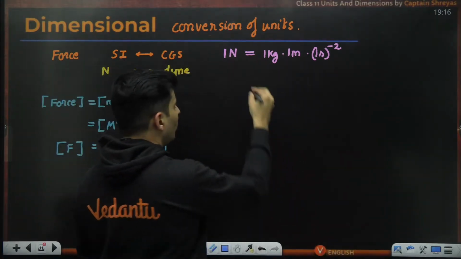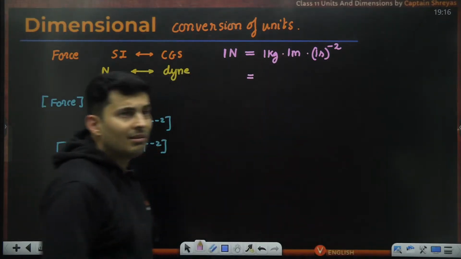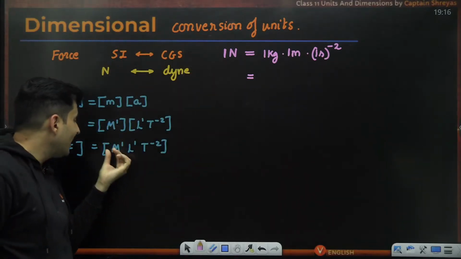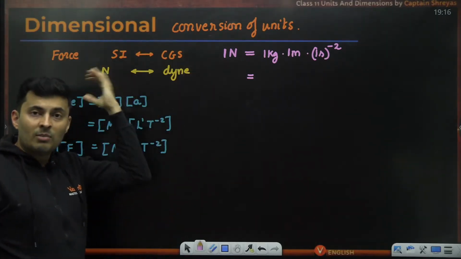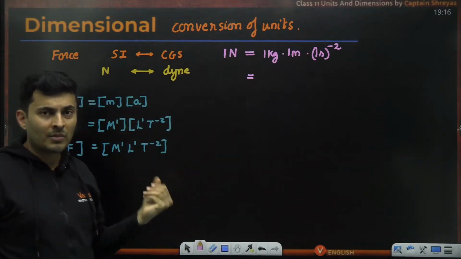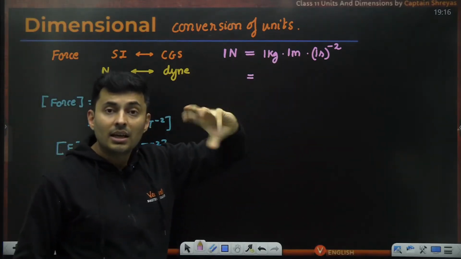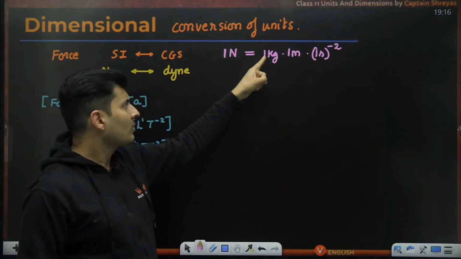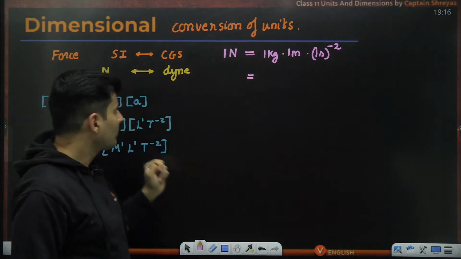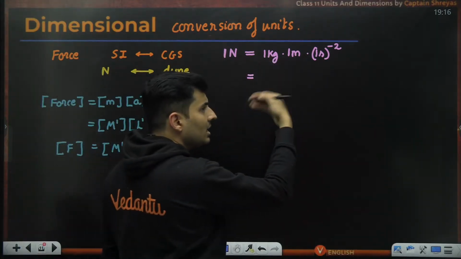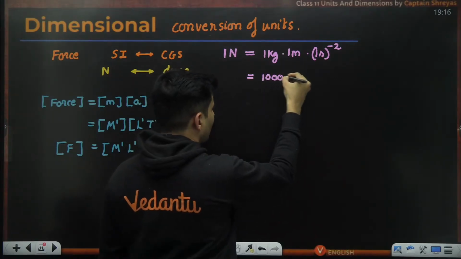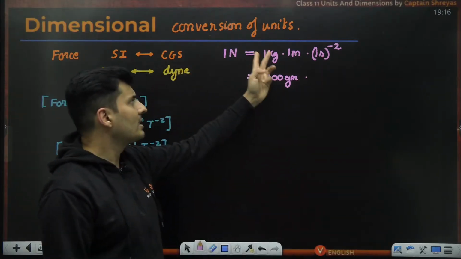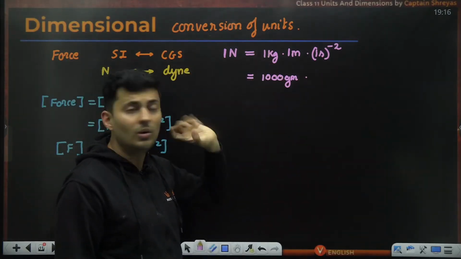Now what to do? Now think: if you want to convert force from SI to CGS, convert each fundamental quantity from SI to CGS. Convert each fundamental quantity into its respective new unit. So think, what is the unit for mass in CGS? It is gram, and 1 kg is 1000 grams. Is that right? So instead of 1 kg, put 1000 grams. I have converted kg into grams for now.